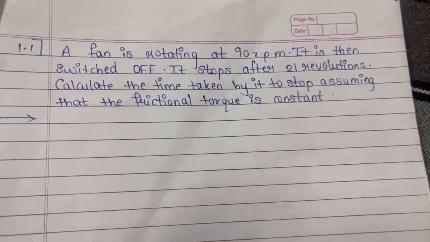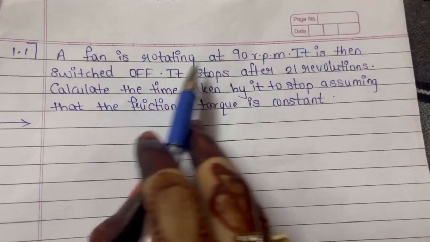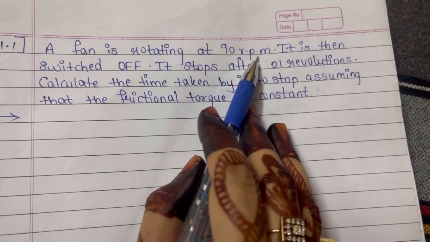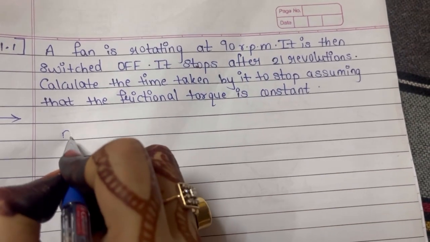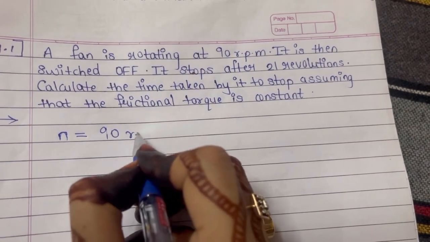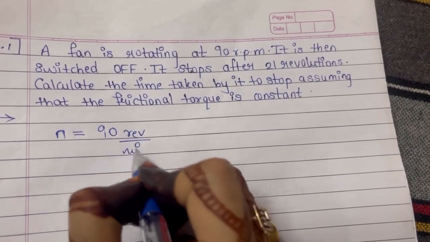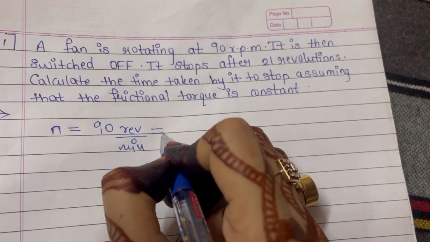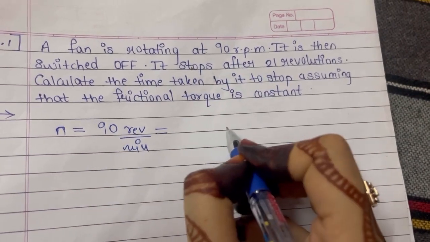Starting with numerical number 1.1. Now here a fan is rotating at 90 revolutions per minute. So this directly says that frequency is given to you, that is 90 revolutions per minute. We will convert it into revolutions per second.